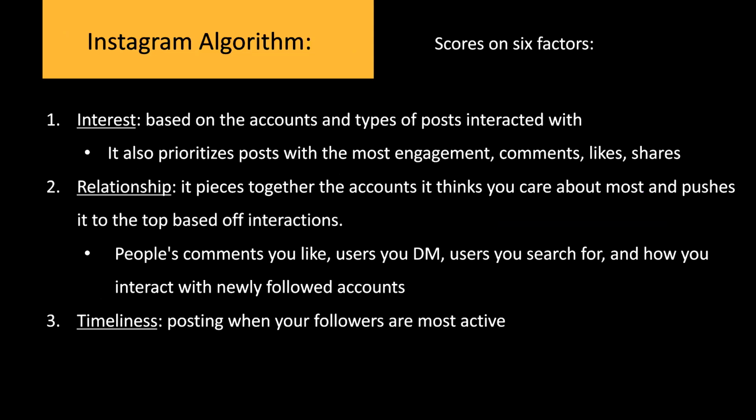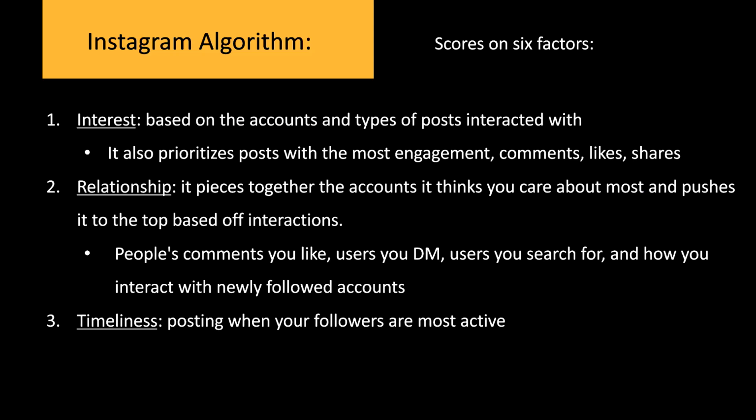So now we're going to go over the Instagram algorithm a little bit. This is going to score on 6 factors, similar to Facebook. The first one is interest, based on the accounts and posts you interact with. So the people that get a lot of engagement on their posts, they're getting a lot of comments, likes, and shares, they're going to be popping up in the feed a lot more just because of the interest that Instagram is finding for them.